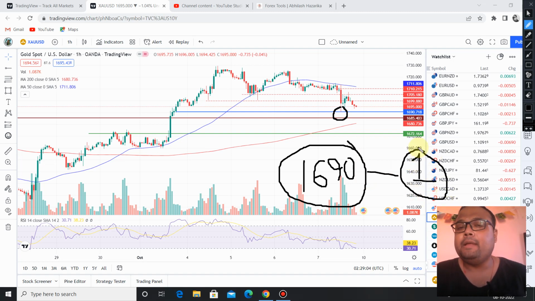But keep in mind, the first support is not strong. It should work only when the market is low volatile. The second support is around 1685.